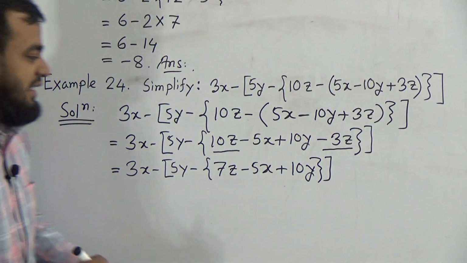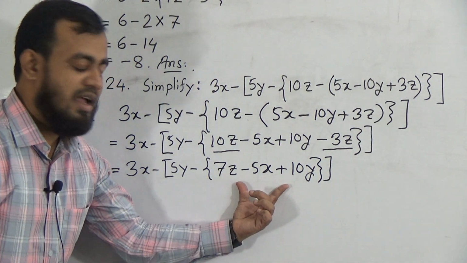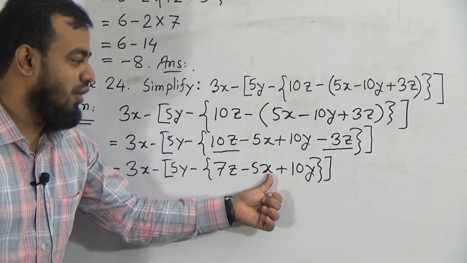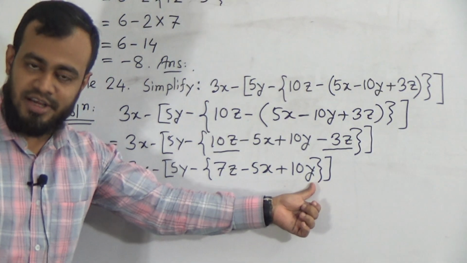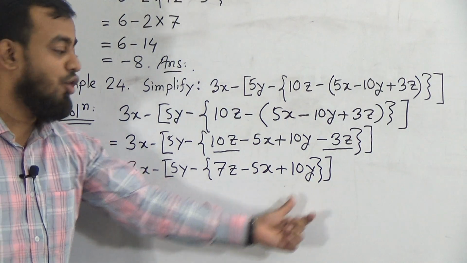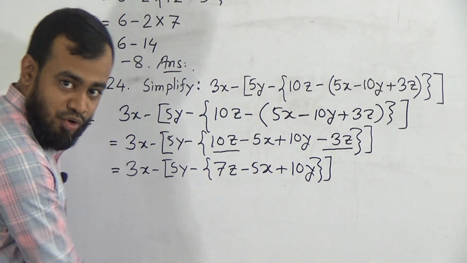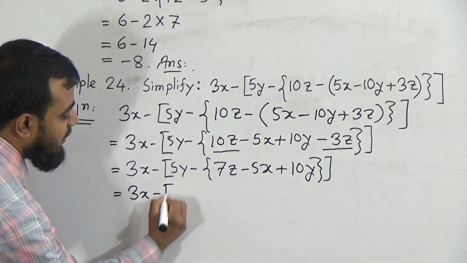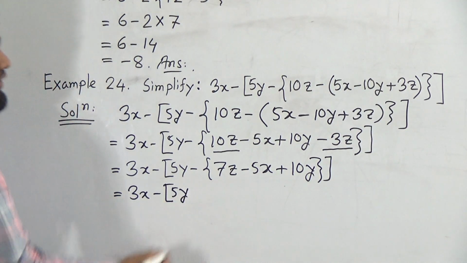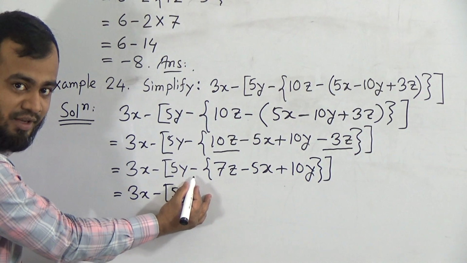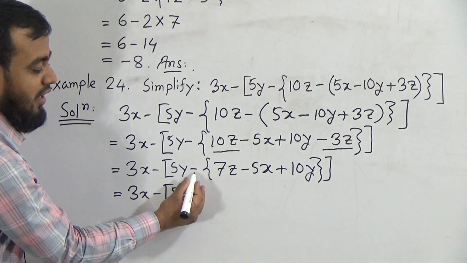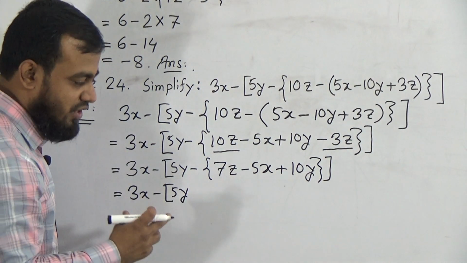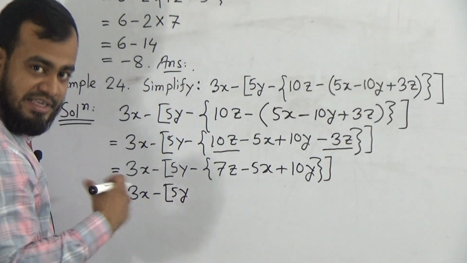Now my dear students, in the second bracket we have three different variable terms: z term, x term, y term, so we can't add or subtract. That means we need to omit this second bracket now. To omit the second bracket, my dear students, look, be very careful. Before the second bracket we again have a minus sign in front of the bracket. When we have any minus sign, then all the terms in this bracket will exchange their sign.